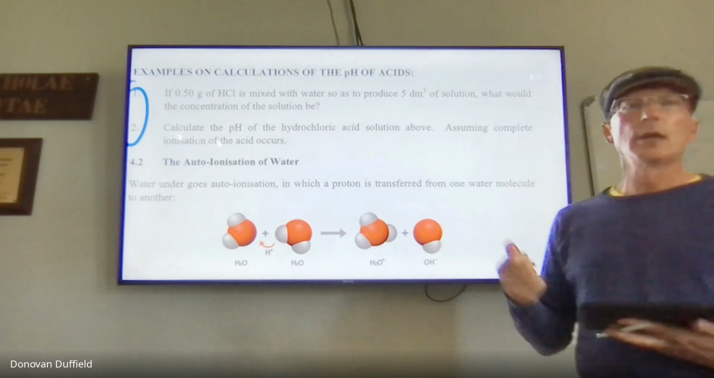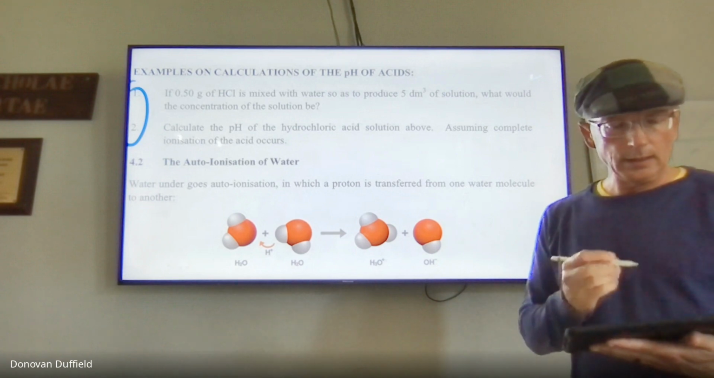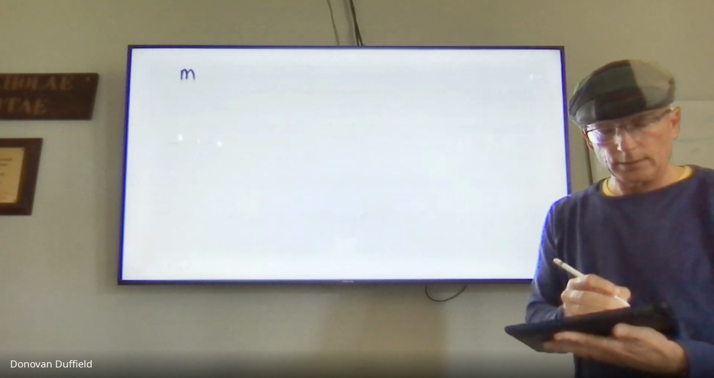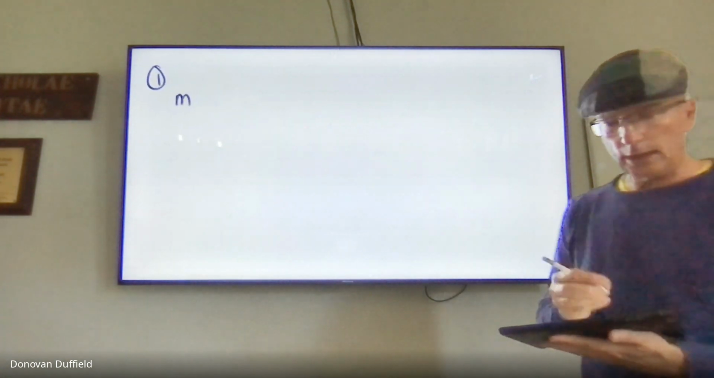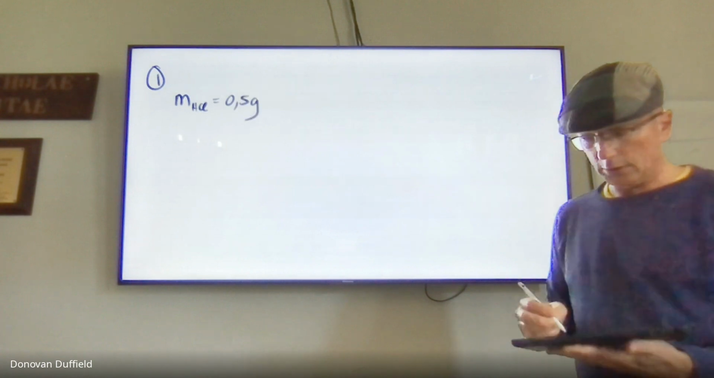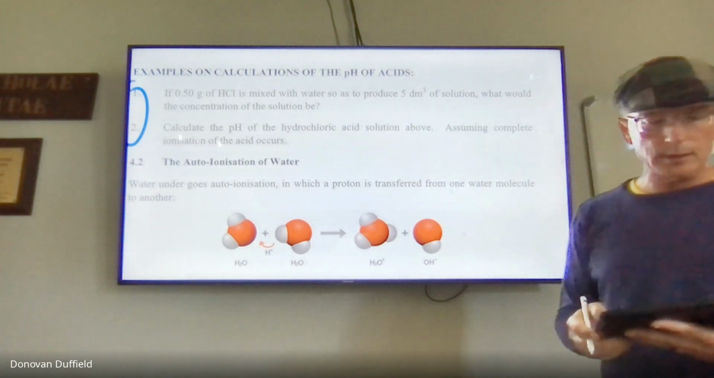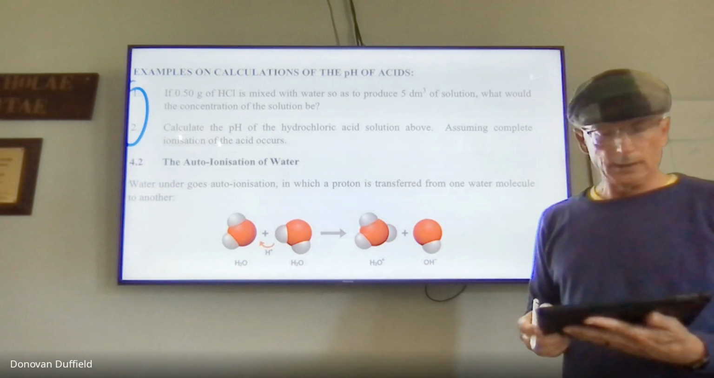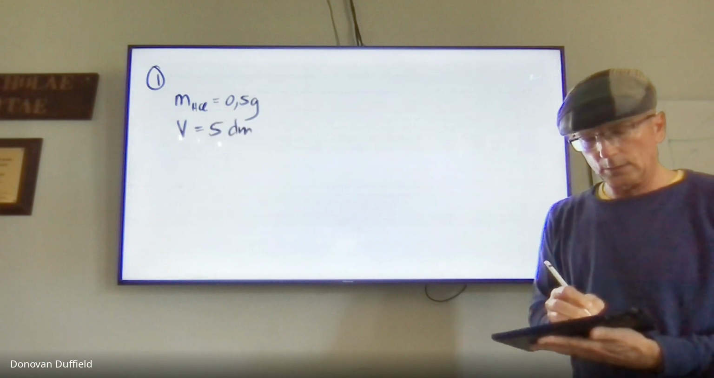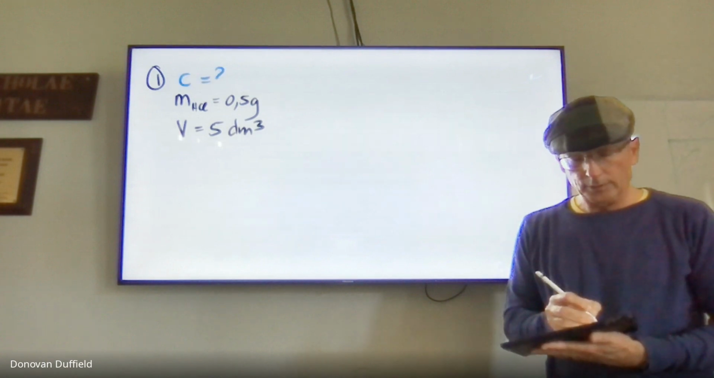Now, on your formula sheet, you have got the formulae for concentration. We are given the mass of the HCl. So we're going to use the mass of the HCl. This is number one. Right, so the mass of the HCl is going to be 0.50 grams. And it produces a 5 cubic decimeter solution. So we've got the volume of the solution is 5 cubic decimeters. We are looking for the concentration of the solution.